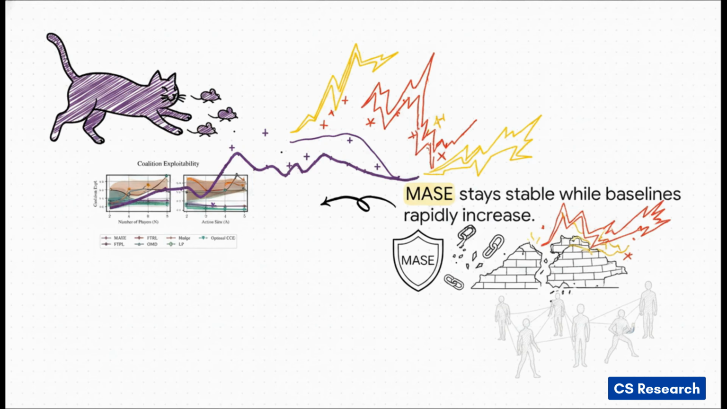Now look at the yellow and red lines. Those represent classical learning algorithms like FTRL and Hedge. As the games get larger and more complex, their exploitability wildly increases. These charts definitively prove that the old algorithms become unbelievably fragile when scaled up, while MACE absolutely holds the line.